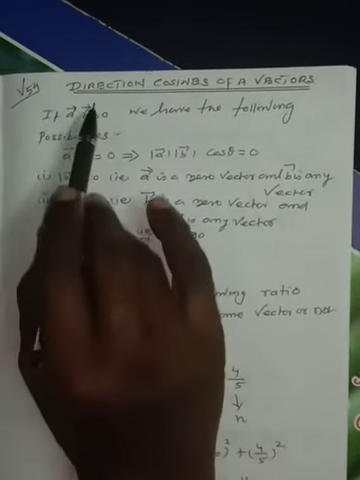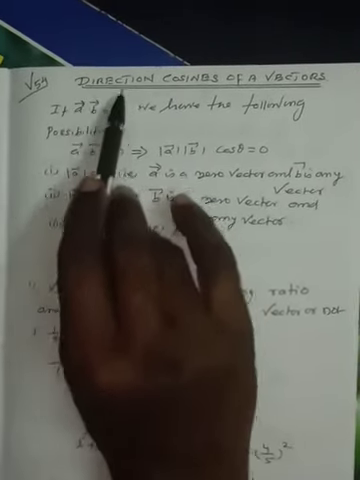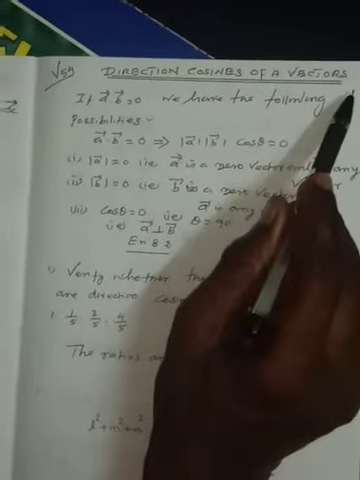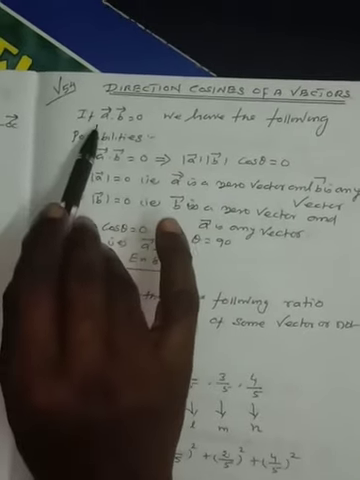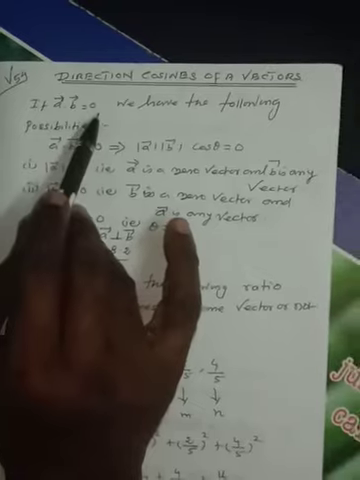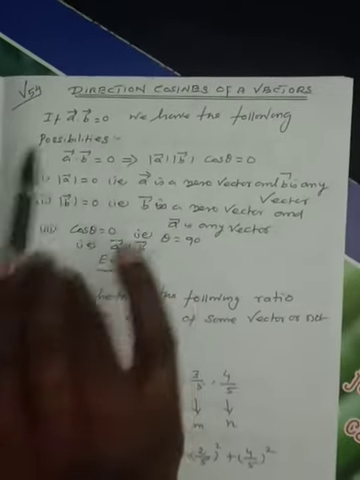Good morning students. Today's topic is lesson number 8, direction cosines of the vectors. If a vector dot b vector is equal to 0, we have the following possibilities.